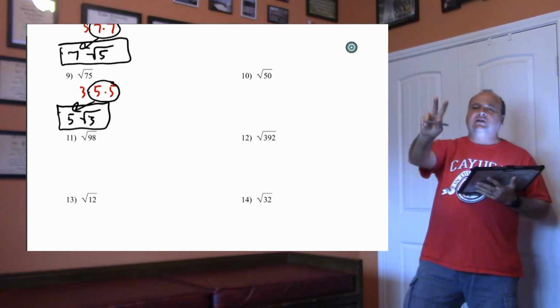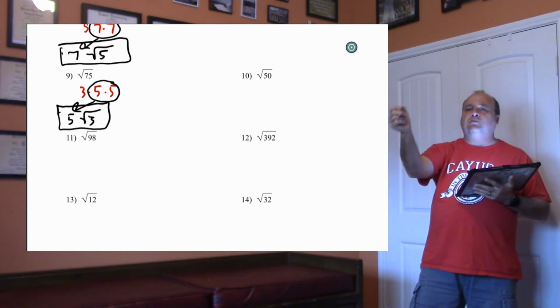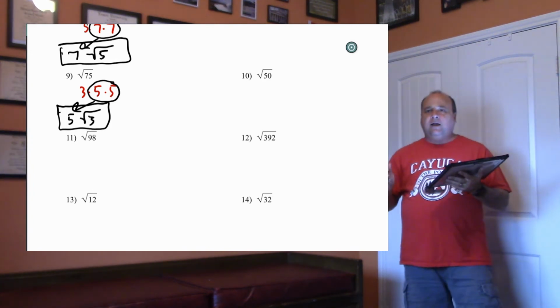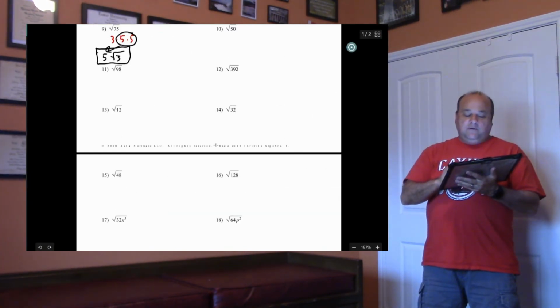What if you have 2 numbers inside? You multiply them. So if there's 2 numbers outside and 2 numbers inside, you just multiply the numbers that are outside and inside. These are working pretty simple because we only have one of each. Okay, I'm going to let you do 11 and 12 on your own.